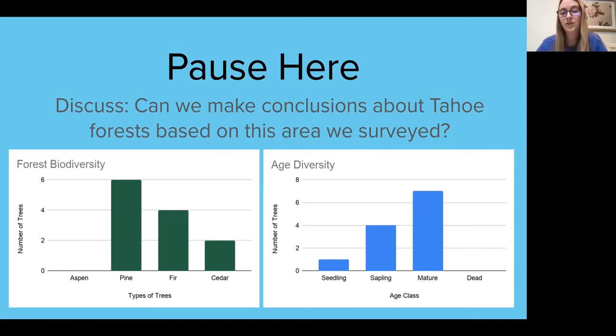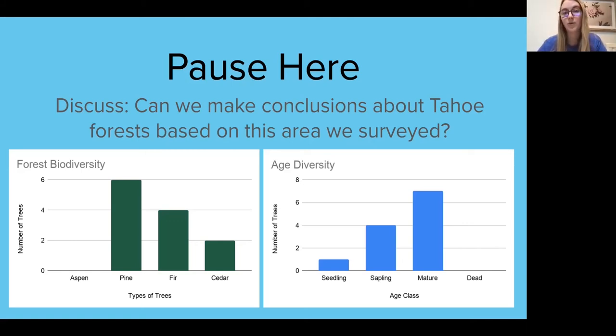The most accurate way to conclude whether or not Tahoe's forests are healthy is to do this survey multiple times in different areas of the forest. So the more that you do this, the more confident that you can be in your data for representing Tahoe's forests as a whole. I did this nature walk as an example to show you how you can go out and do your own.